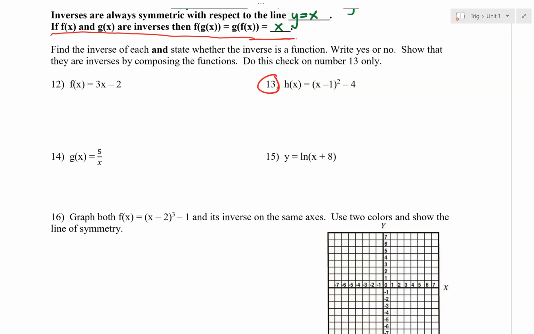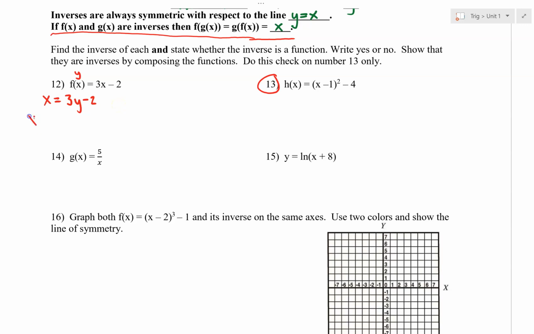So find the inverse and state if it's a function. The inverse of a linear function is still a linear function, so we will see that in just a moment. Switch our x and y. Remember, f of x is another name for y. So we switch our x and y, and that says x is equal to 3y minus 2.